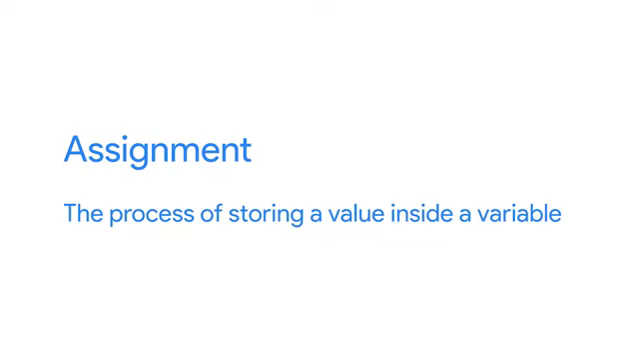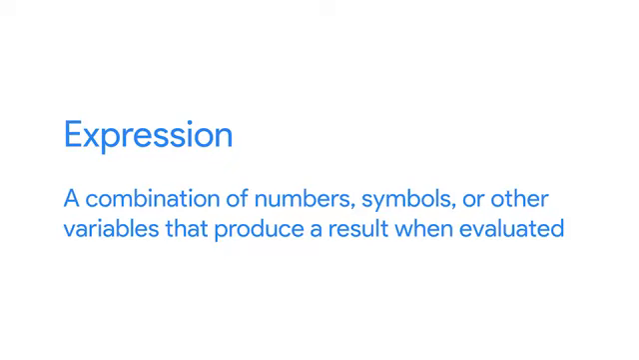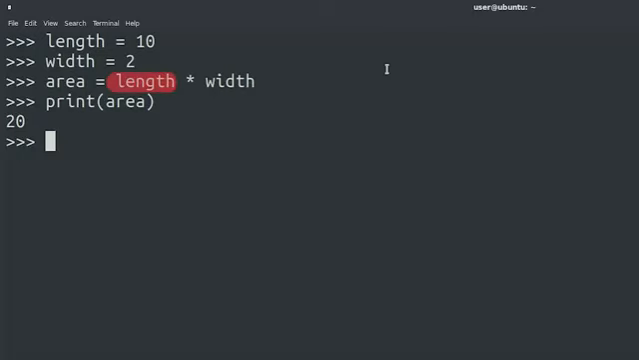The process of storing a value inside a variable is called assignment. Here, we assign the length variable the value of 10. We assign the width variable the value of 2, and we assign the area variable the result of the expression length times width. An expression is a combination of numbers, symbols, or other variables that produce a result when evaluated. In this example, we're multiplying the value of 2 variables to arrive at the value that we want. Finally, we use our old friend the print function to display the value of the area on the screen.